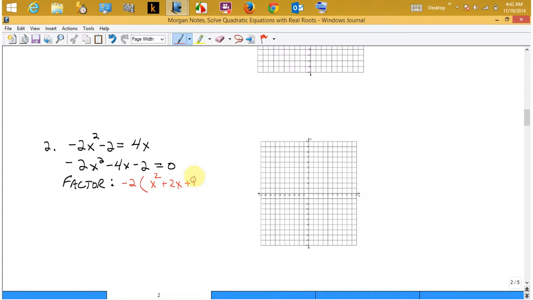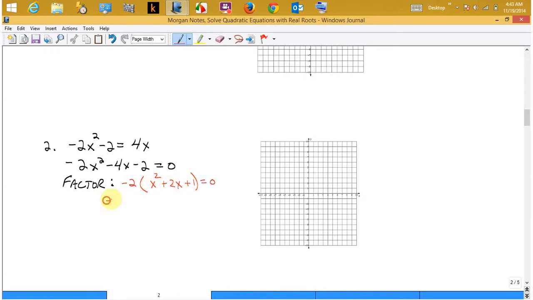plus 1. And let's just check that. The negative 2 times x squared would be negative 2x squared. Negative 2 times 2x would be a negative 4x. And negative 2 times 1 would be a negative 2. Equals 0, right? We're setting y equal to 0 because it's got to cross the x-axis. We're looking for those points. And now let's find the zeros, or continue to factor the part with the x's.